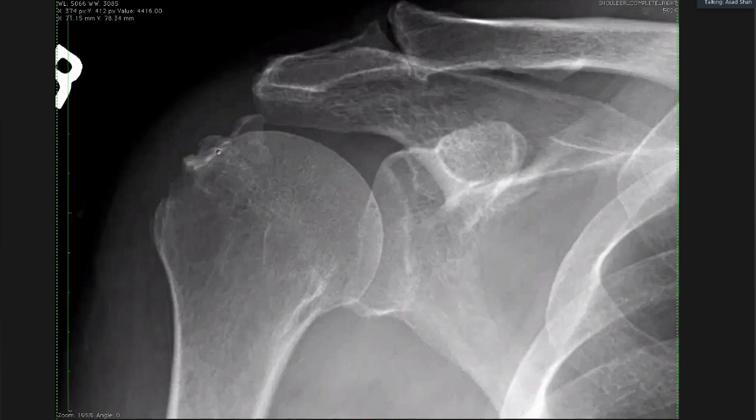All right, and there is a defect here. So the chances are it would have come from here. So now you go back to this. Whereabouts can you see that? So this is your coracoid. As you know, always look at the coracoid.